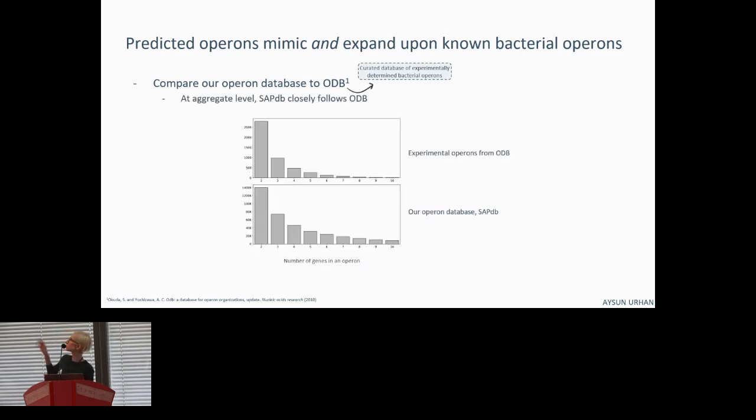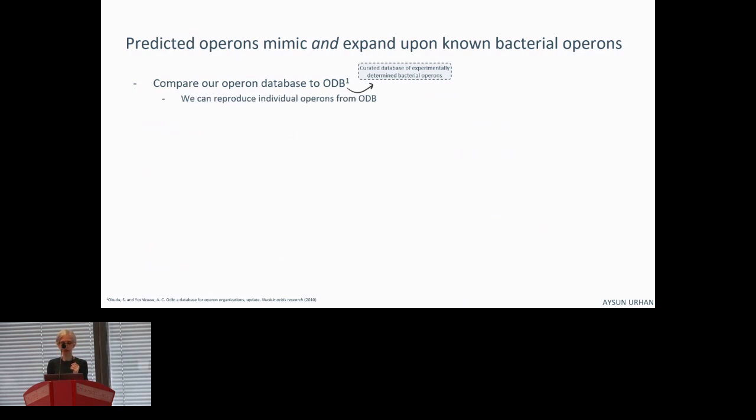I compared them in terms of the aggregate statistics. Let's say here I'm showing you only the results for the number of genes in an operon, but the distribution of the experimental database at the top and at the bottom our predicted database, SAP-DB. They are very similar, and we also see similar results in terms of the distribution in things like operon length or intergenic distance and things like that. So at aggregate level, they do resemble one another.